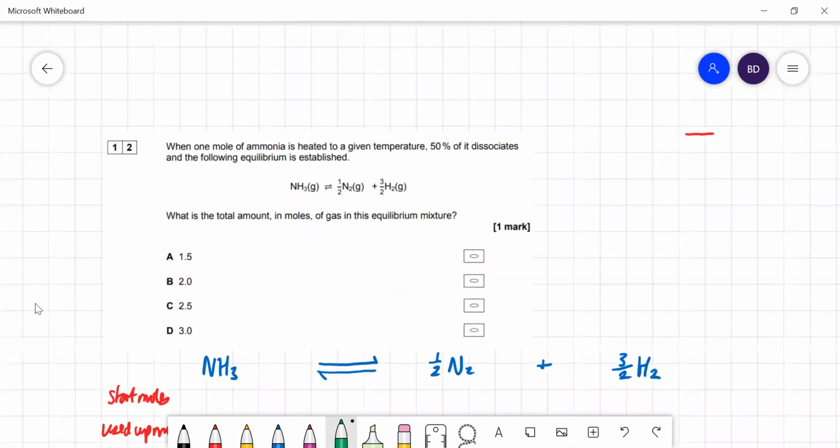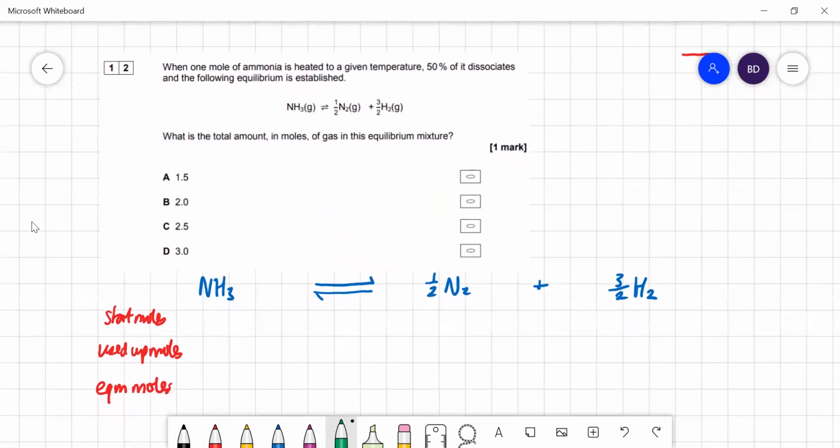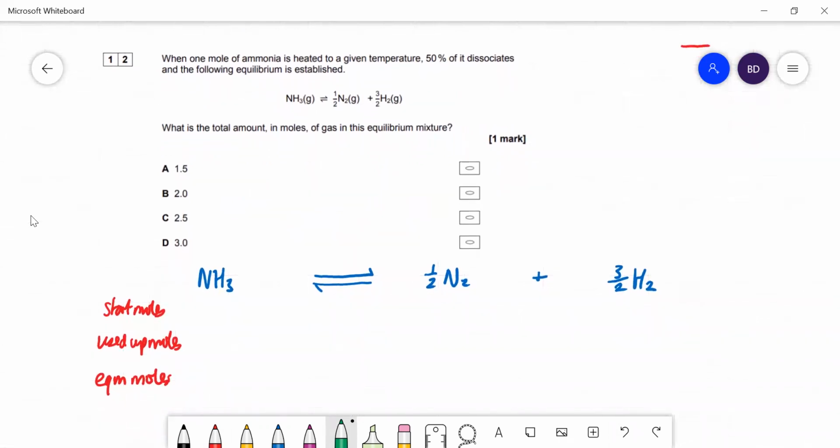Right. Okay, this is an equilibrium one. That's why I put this little grid down. So 1 mole of ammonia is heated, 50% of it dissociates. So let's start with the moles of ammonia. It says we've got 1 mole, isn't it?